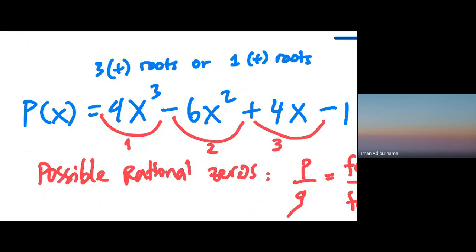Why do we need to write 3 and then 1? Because the rule for this method says that we have 3 from this sign change, or we need to subtract 2, so we will have 1 positive root. And then how do we find the negative roots? We put negative x here and check the other function.